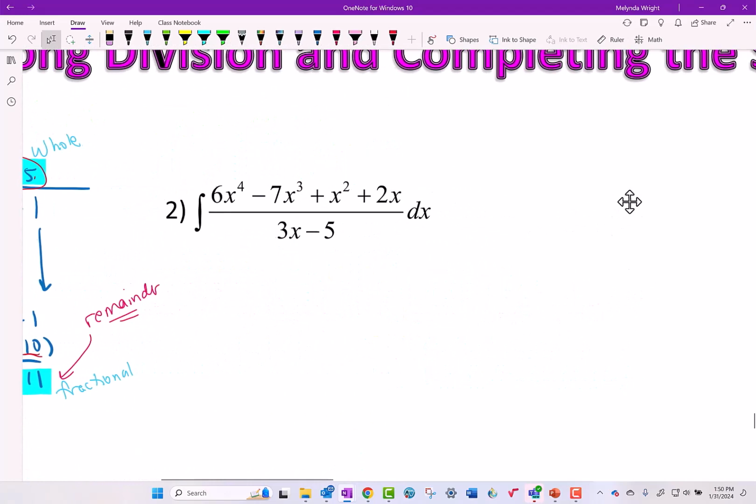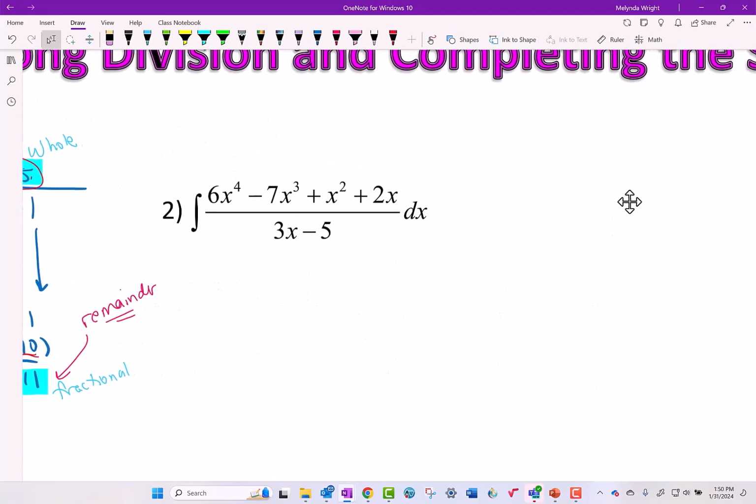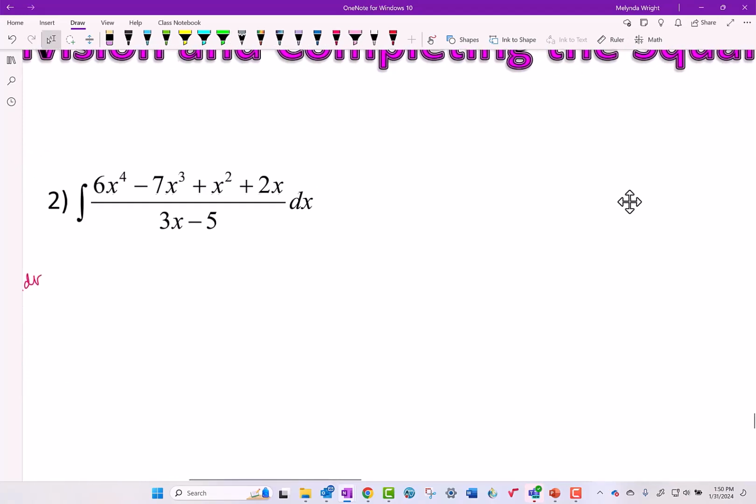First of all, is it an improper rational expression? Yes, it is. This is to the fourth power. This is to the first power. That's improper. So I'm going to do this technique. I'm going to divide. I'm going to do long division. So let's practice long division again.